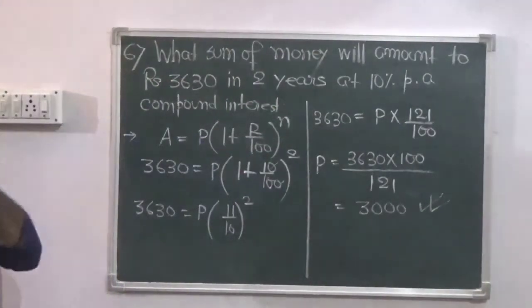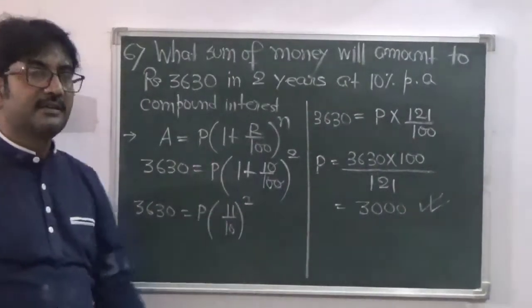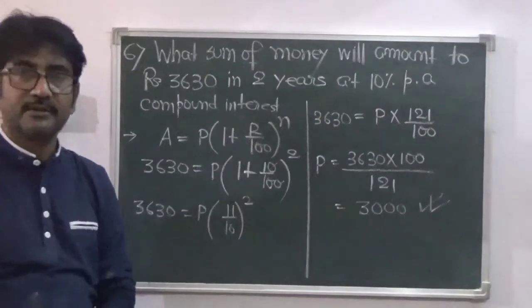So nothing different here. Again I tell you, the formula is already written and everything is given except the value of P. Just put the formula and do the calculation.